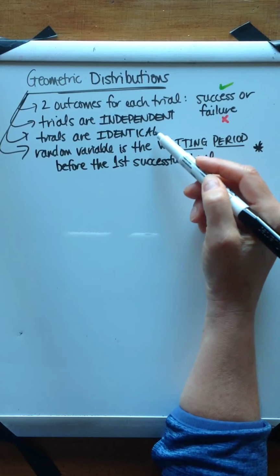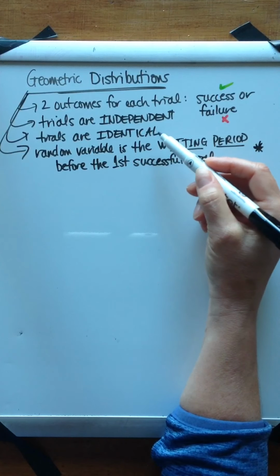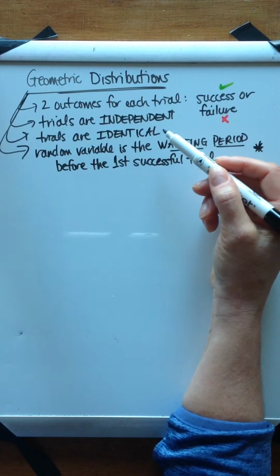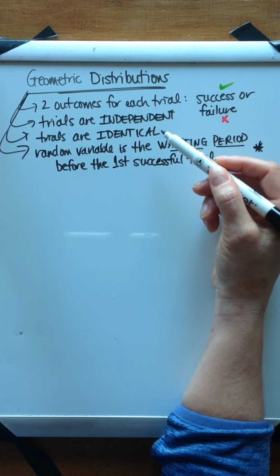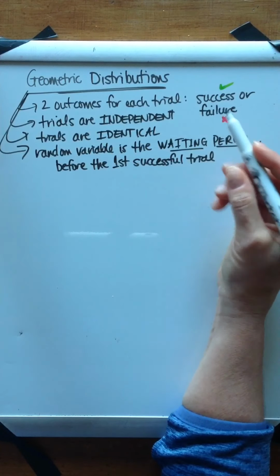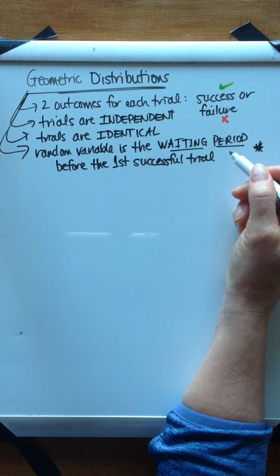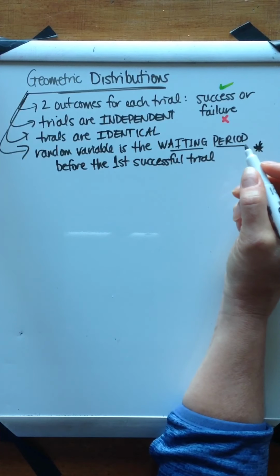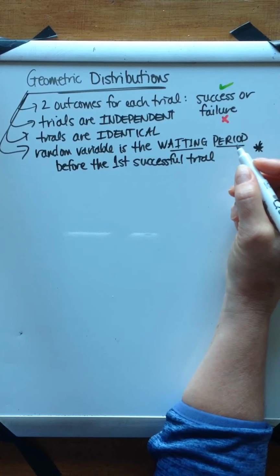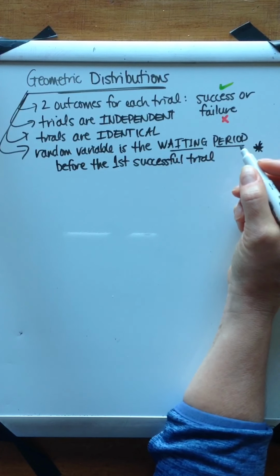So far, up to here, this looks an awful lot like a binomial distribution that we discussed in the previous video. The key difference between a binomial distribution and a geometric distribution is that we're going to define the random variable x as being the waiting period before you get your first successful trial or your first successful attempt. So there was no waiting period involved in binomial before. It could happen at any point.